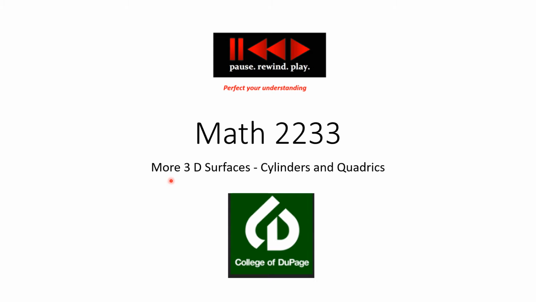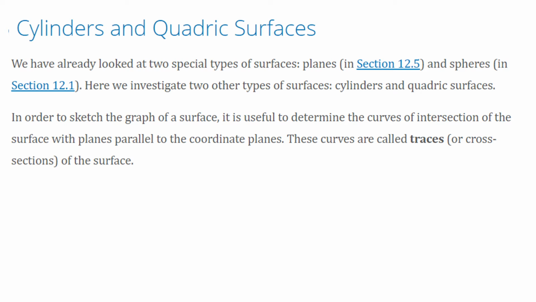The title of this lecture is More 3D Surfaces, Cylinders and Quadrics. And as always, I encourage you to be an active learner while you watch this video. We've already looked at two spatial types of surfaces, planes and spheres. And here we investigate two other types of surfaces, cylinders and quadric surfaces.